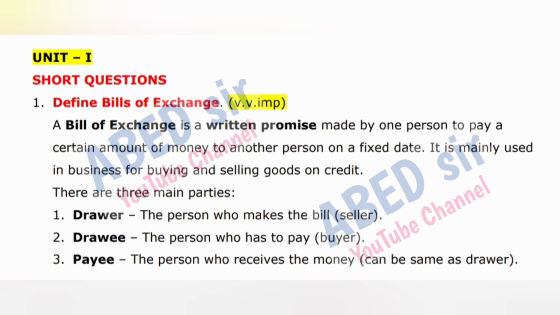1. Drawer, the person who makes the bill, seller. 2. Drawee, the person who has to pay, buyer. 3. Payee, the person who receives the money, can be same as drawer.